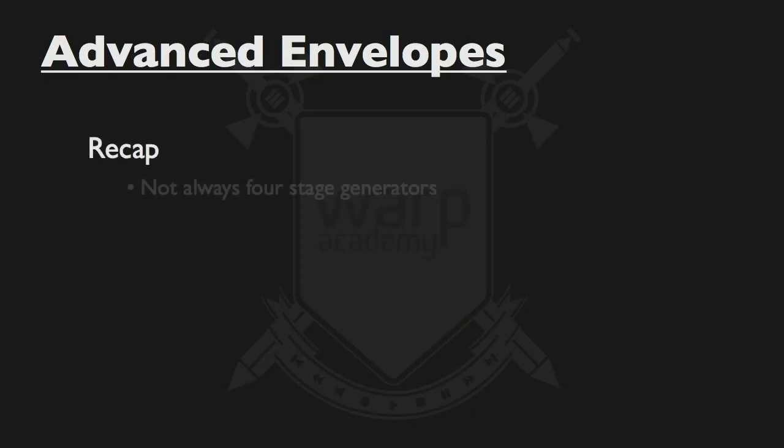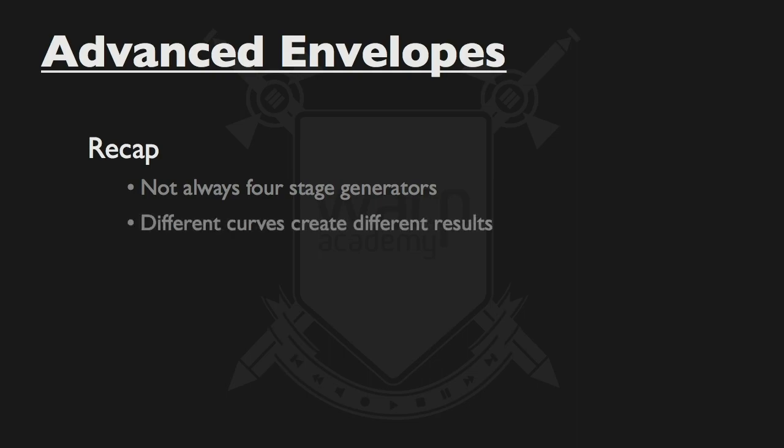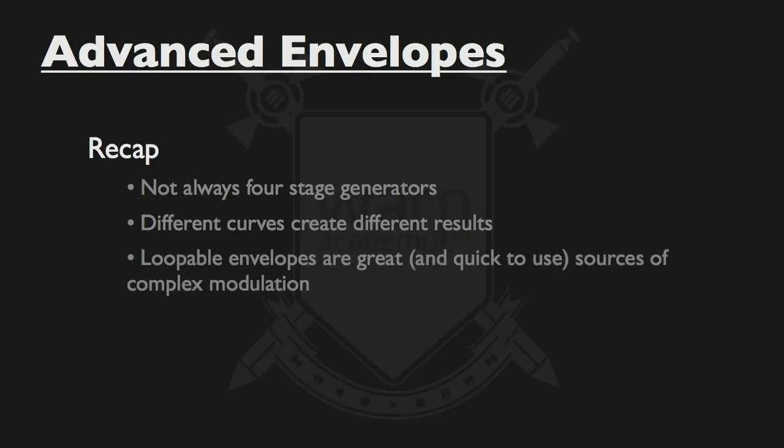Envelopes are not always simply four-stage modulation generators. If you have more options at your disposal, use them. Different curves yield different results, and loopable points change their role in sound design completely. They can be great sources of modulation in less than obvious ways, and they can help you create very complex sounds quickly.